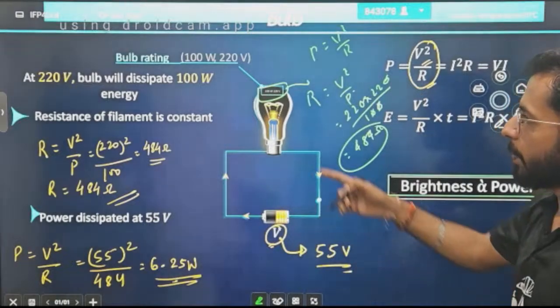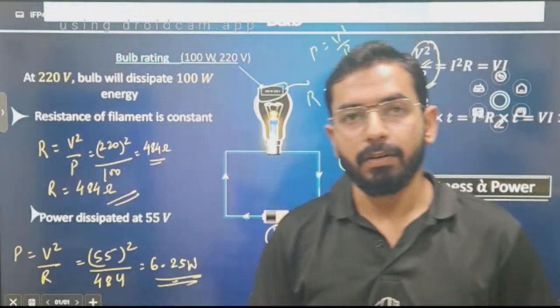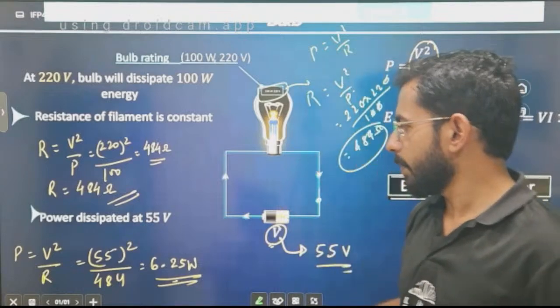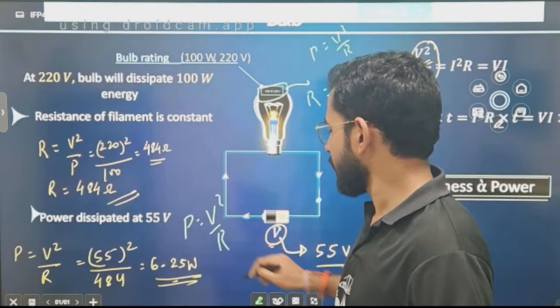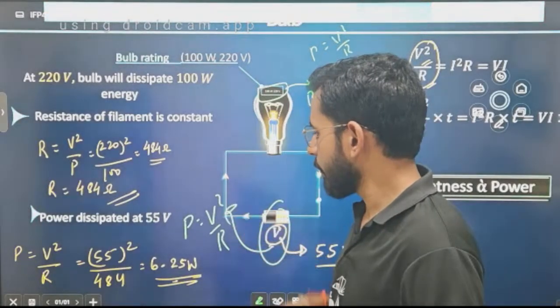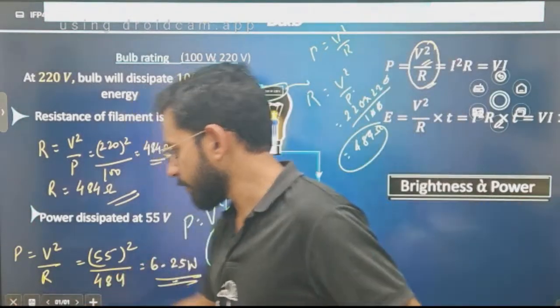Now, which voltage is it operated with? Depending on that we will be calculating power. It depends on how we write V square by R. The voltage is whatever is applied here, and the resistance is always constant. This way we are going to proceed further.